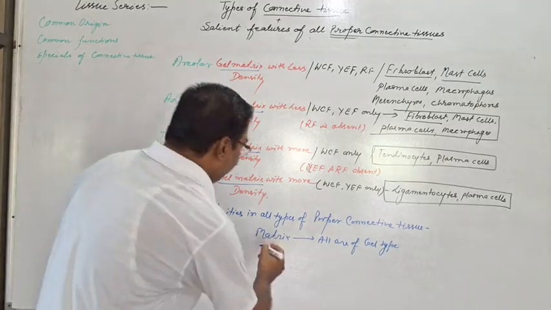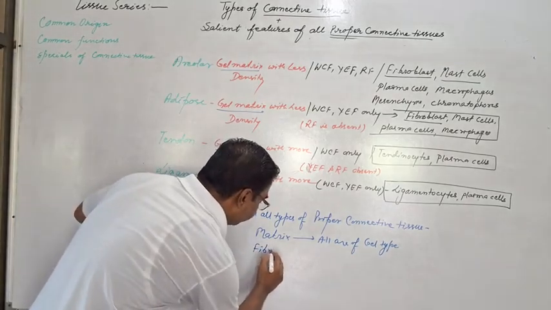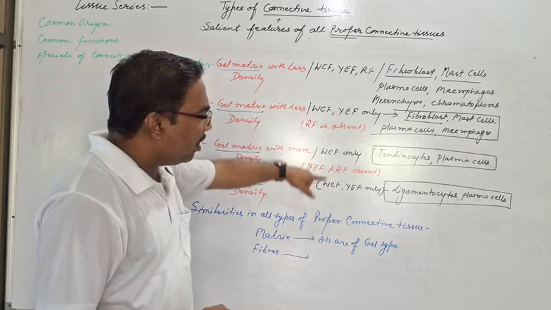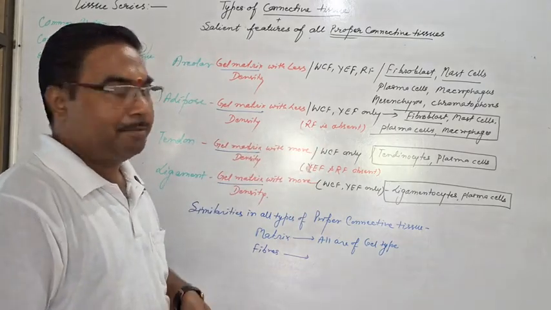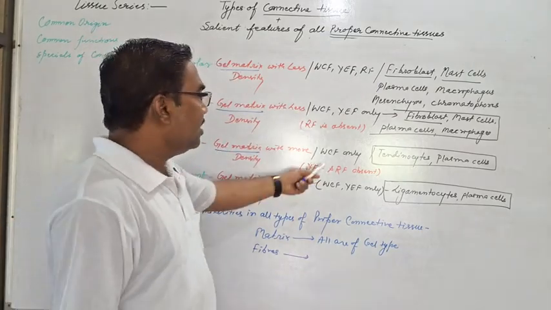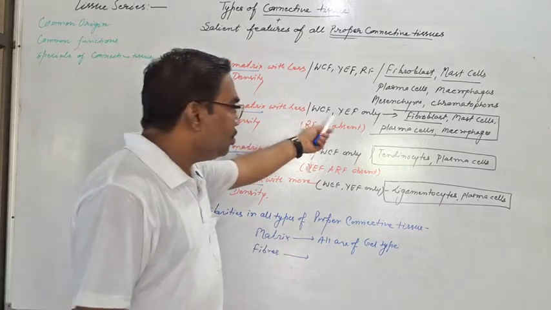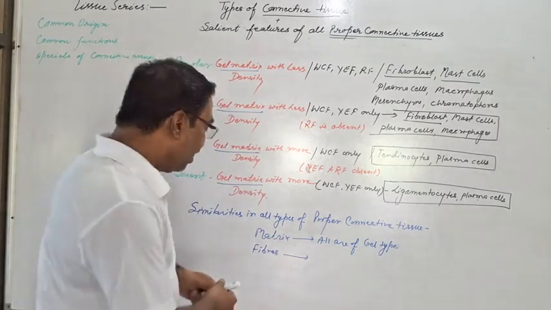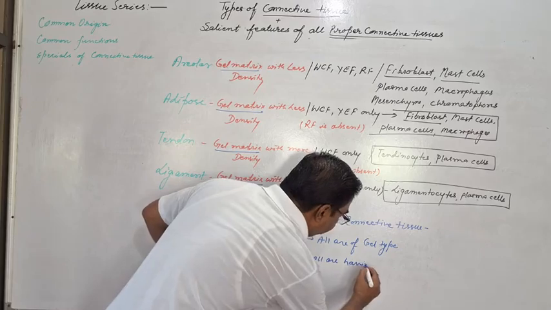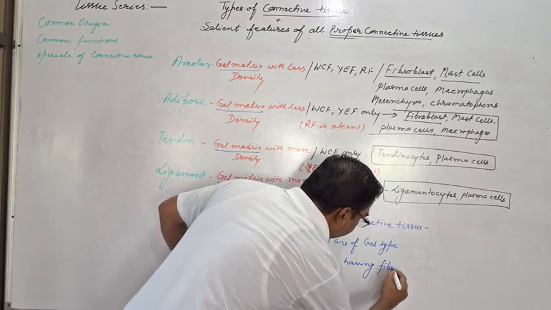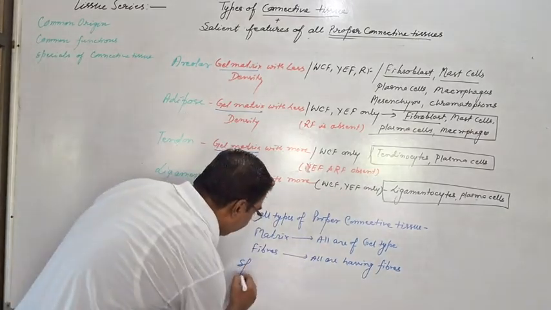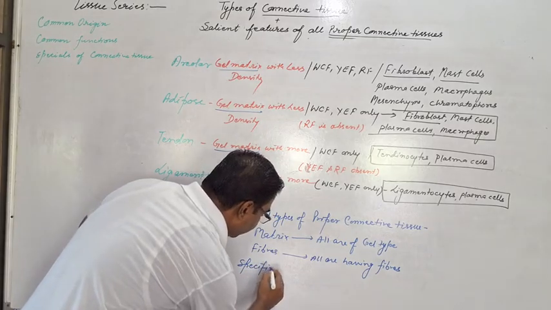The another is regarding fibers. See, all are made of some kind of fibers. Maybe WCF, YEF or RF, all present, maybe a single one present, maybe two present. So they all have fibers. That is the second similarity. The third similarity is regarding specified cells.